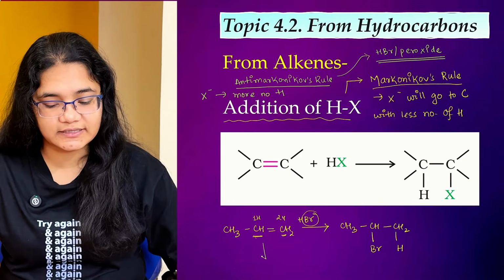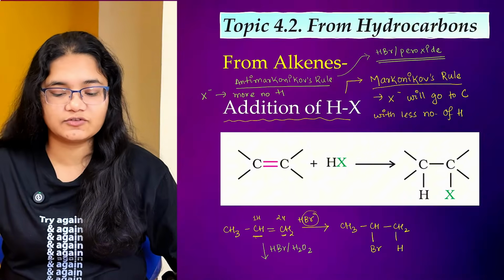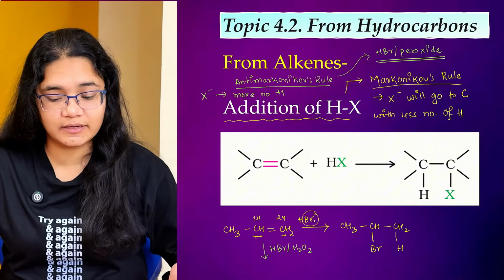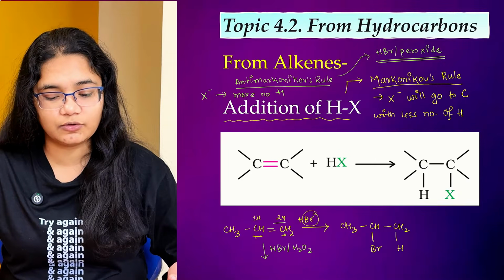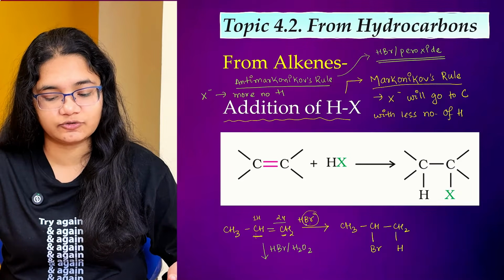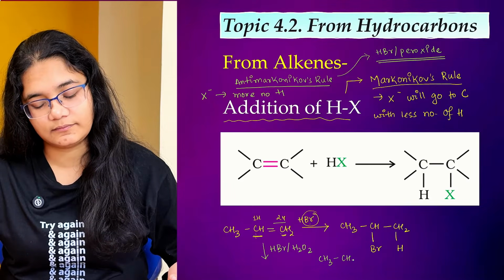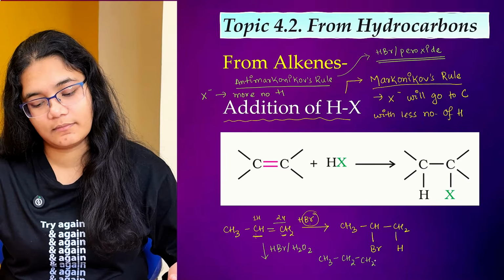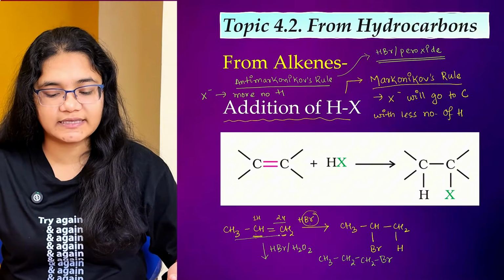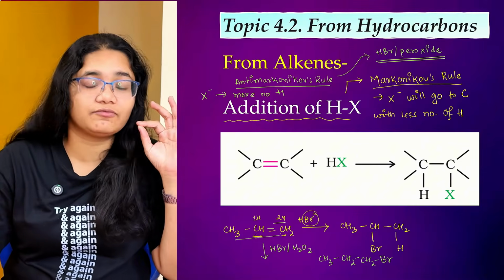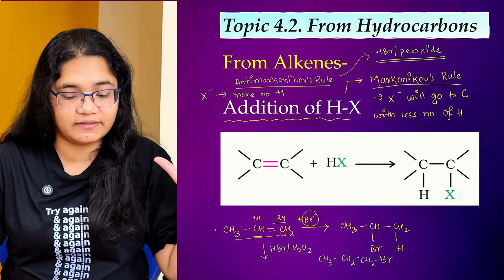So if this propene is there and I add HBr with peroxide, just the opposite will happen, and the bromine will go to the carbon with more number of hydrogen. Here 2 hydrogens are there, here 1 hydrogen is there, so the negative part will attach here and I will get a compound like this. So this is the product. You can see with the same reactant, just by addition of peroxide, we can get 2 different products. Please keep this in mind.